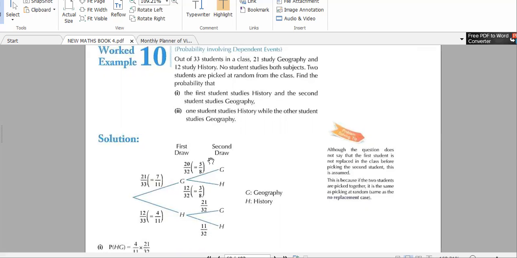Now you can see that these two probabilities are dependent on each other. The first probability was 21 over 33, and because we have chosen a first student who studies geography, the number of students who study geography is 20 now, not 21. So the probability will be 20 over 32. It means the probability of the second draw will be dependent on the first one. That is why these are dependent events.